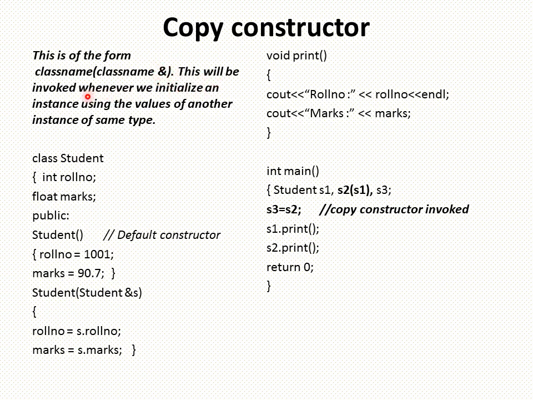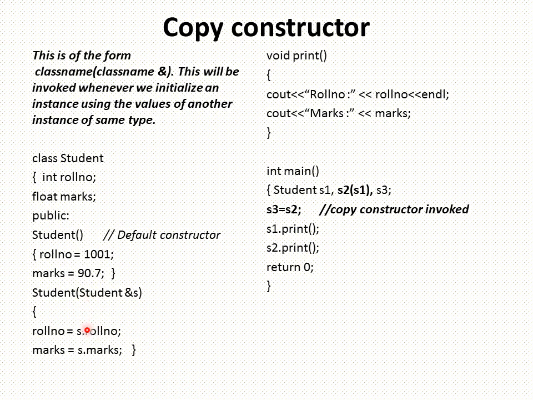This copy constructor will be invoked whenever we initialize an instance, that is an object, using the values of another instance, that is another object of the same class. See the example, you can easily understand. Of course, class student, 2 data members, and in the public section, one default constructor is being defined here with the values roll number 1001, marks 90.7. And if you notice here, this is the copy constructor. Student, ampersand, s. So this is a memory reference operator.